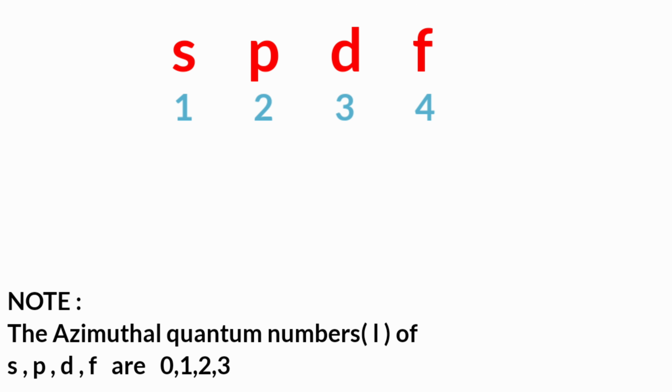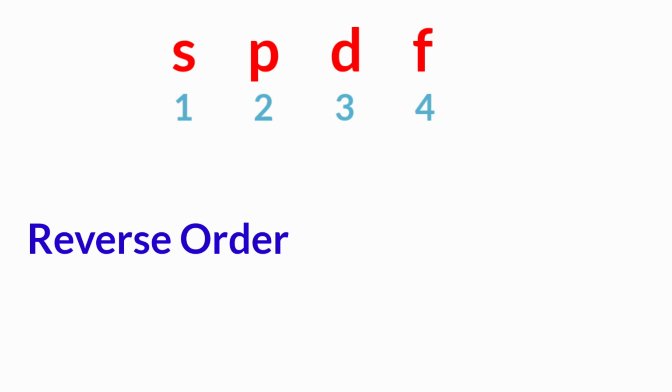First of all, write the 4 orbitals s, p, d and f and number them as 1, 2, 3, 4. The azimuthal quantum numbers of SPDF are 0, 1, 2, 3, but for the convenience of this trick, we numbered them as 1, 2, 3, 4. For this trick, we have to follow reverse order and we have to write 2 times everything. Let me explain more clearly.